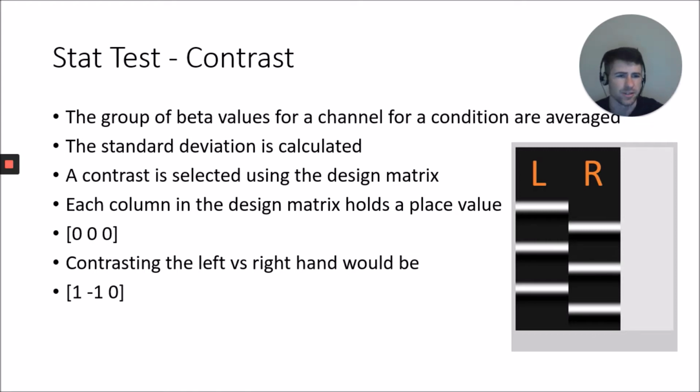And you can also just do 1, 0, 0. That would just tell you what is the beta value, or sorry, what is the difference between my left hand versus no activity at all.